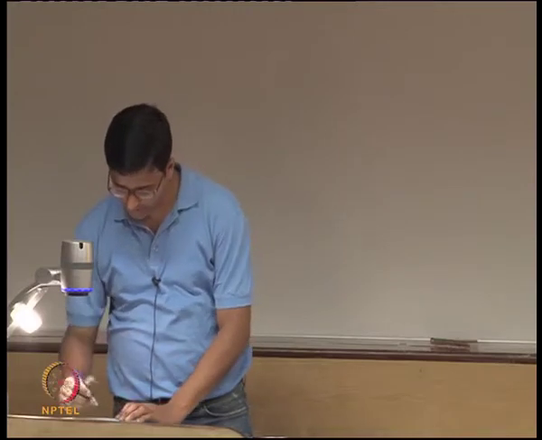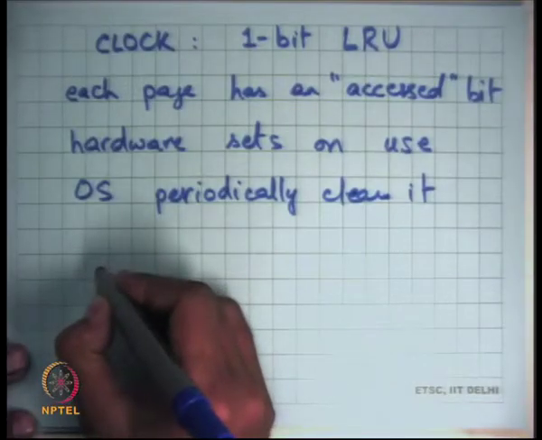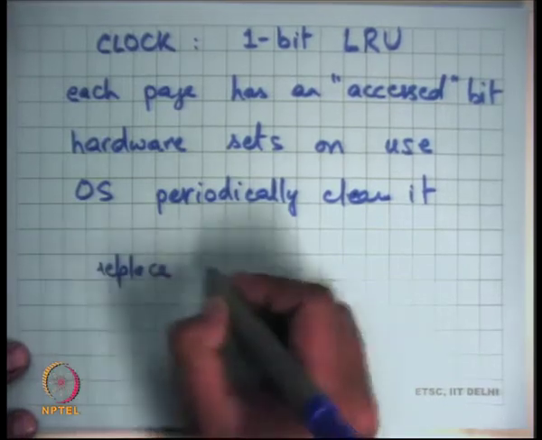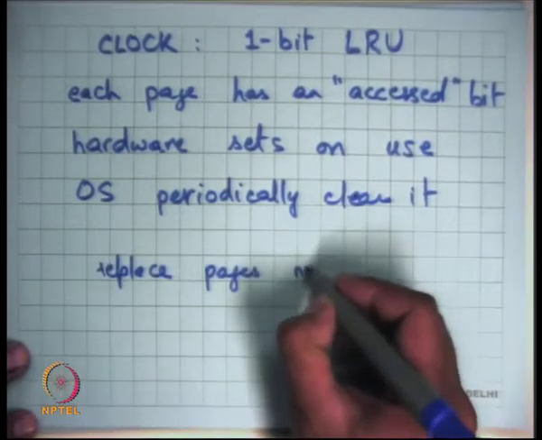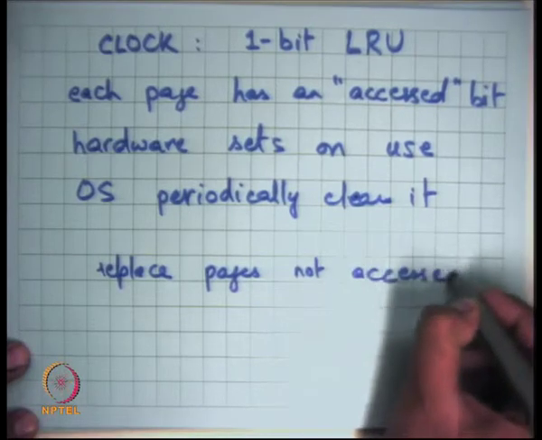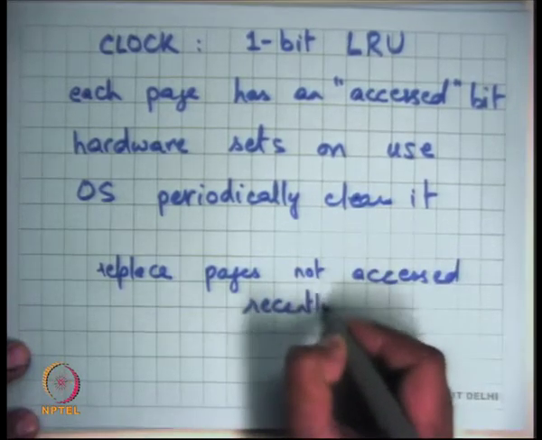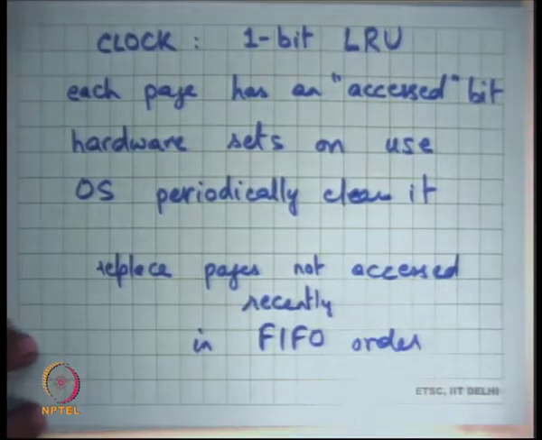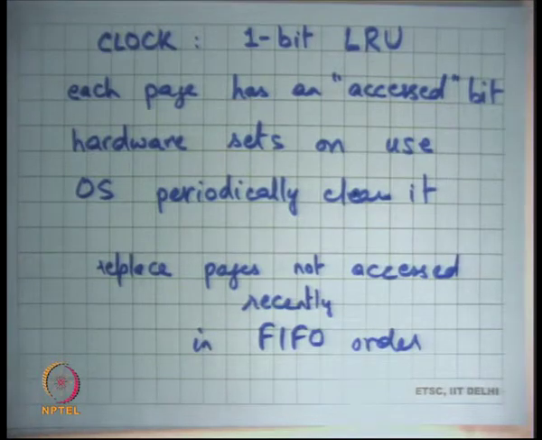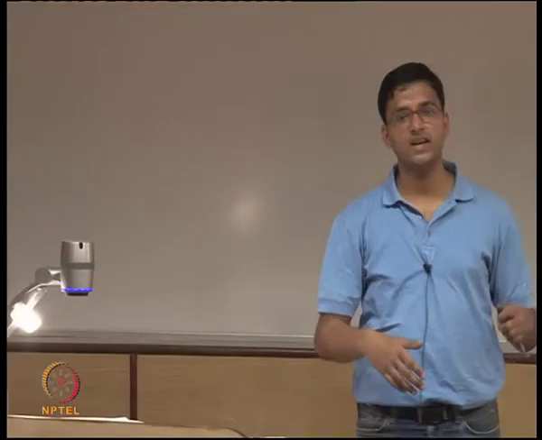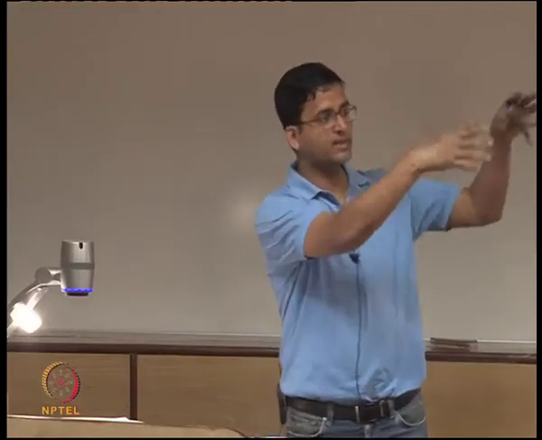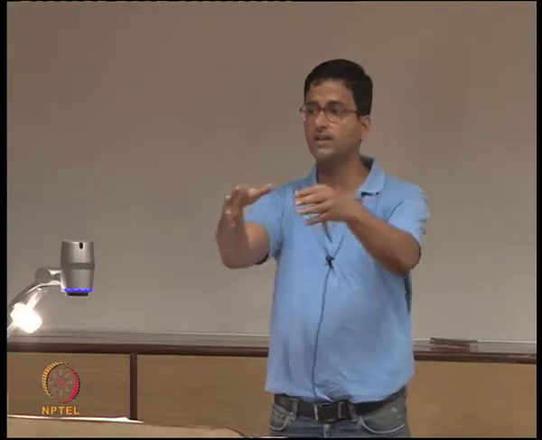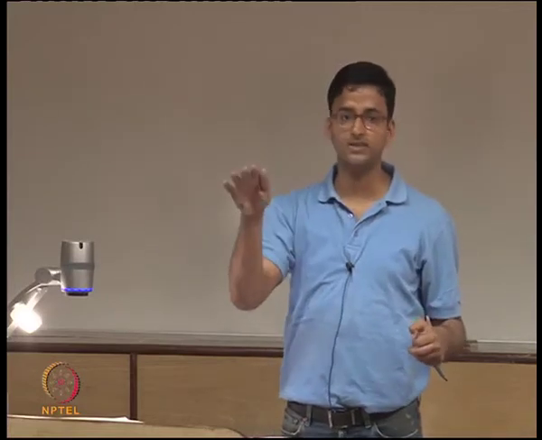So the way it works is that it replaces pages not accessed recently in FIFO order. FIFO had some merit to it. FIFO basically said that whoever comes first goes first, and it has some merit because it is quite likely that your program first was looking at this data structure, and so it loaded a lot of pages, and now you are looking at something else. So FIFO does capture some part of recency.